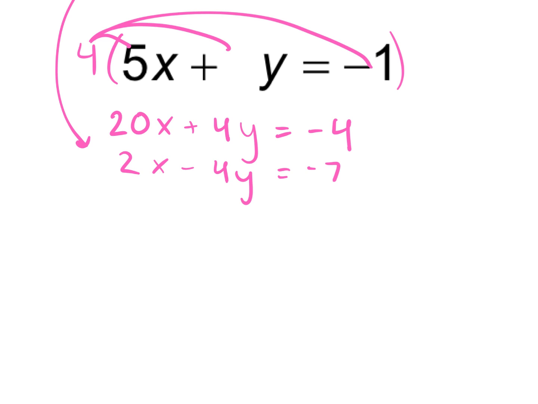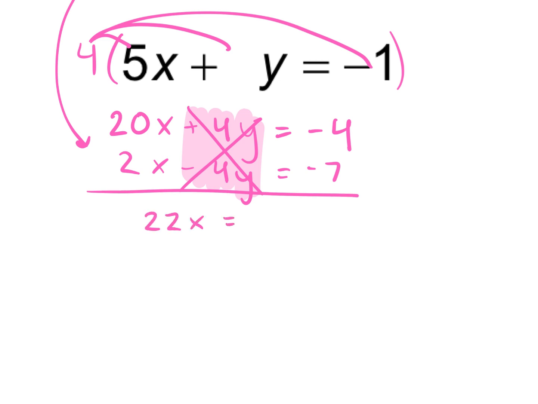Now do our y's eliminate? Are they the same number but opposites? Yep, so they eliminate. They go away. Now we're going to combine all of our other like terms. So 20x plus 2x would be 22x. And negative 4 minus 7, negative 11.